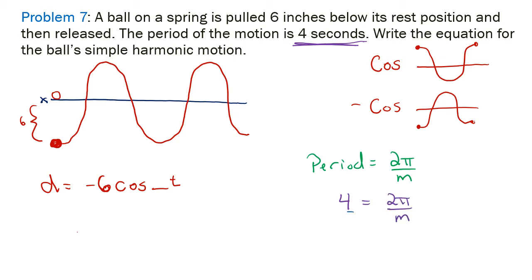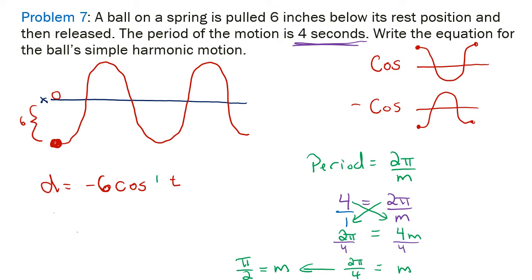And then I'm going to go ahead and cross multiply. So 4 times m, and 2 pi times 1 is 2 pi. We're going to divide both sides by 4. So m is equal to 2 pi over 4, but don't forget to reduce. So m is equal to pi over 2. So now in front of t, we have pi over 2. And now you have the equation of the simple harmonic motion.